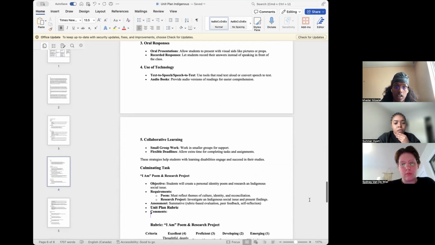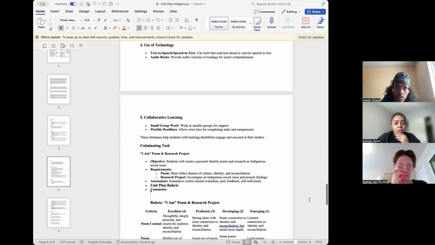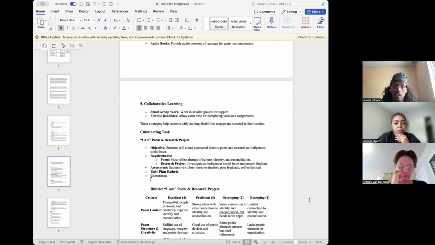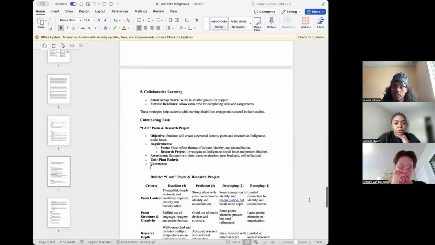And use technology: text-to-speech and speech-to-text tools that read text aloud or convert speech to text. And audiobooks, providing audiobooks of readings for easier comprehension. And lastly, allow collaborative learning, working in smaller groups for support, and flexible deadlines, allowing extra time for completing tasks and assignments. These are some strategies to help students with learning disabilities engage and succeed in their studies, or just any students who have differentiated learning needs or need any type of support.